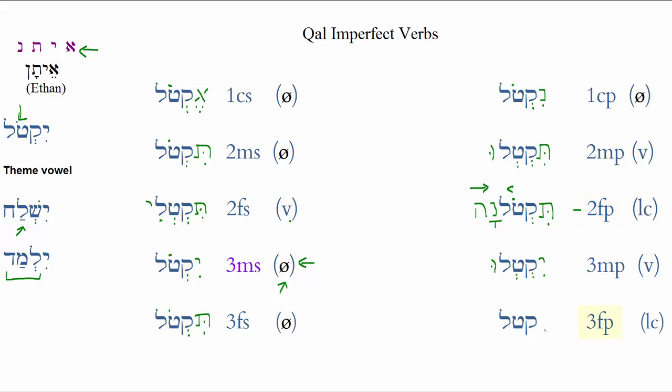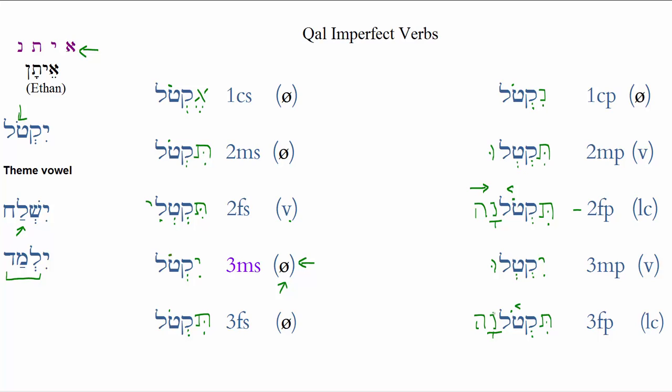And then the third feminine plural is identical with tav, hirik under the prefix, silent schwa, identical ending, na, theme vowel, holum, and the accent recedes. So we get tiktolna, tiktolna. So that is a summary of our imperfects.